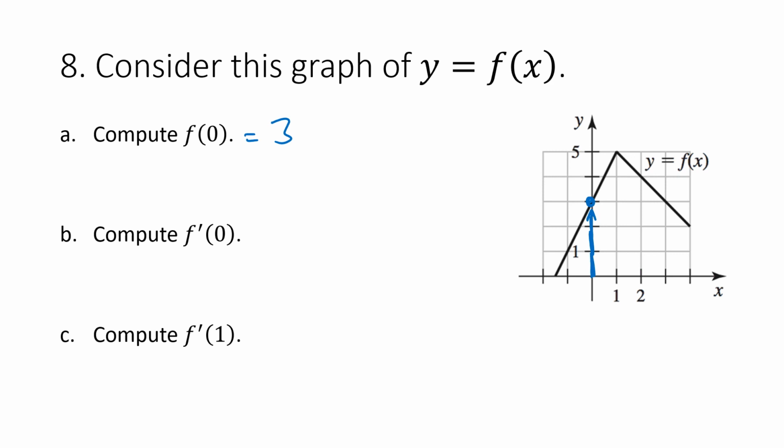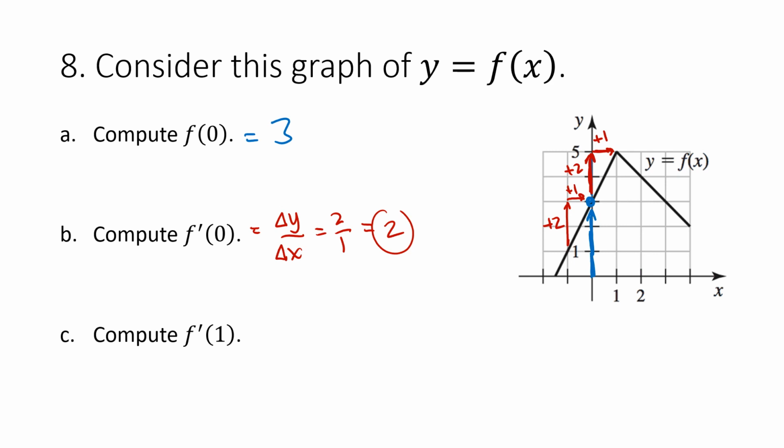Now f prime of 0, that's asking for a slope. But because what we can see here is that my function is made out of some straight line segments, I can just count boxes to figure out what the slope of my tangent line is, rise over run. So from this point, I can go up 2 squares and over 1, so my rise is +2 and my run is +1, and that works over here as well. My run is +1, my rise is +2, so my slope here is going to be change in y over change in x, which is going to be 2 divided by 1, also known as 2.